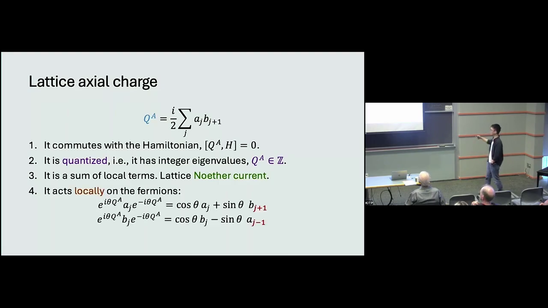Related to this fact, when you exponentiate this QA charge, you get a unitary operator, as Wigner would prefer, and it acts very nicely on the local fermions of your lattice model. It acts on A and B almost like an SO2 rotation, except that it shifts the fermions to their nearest neighbor. But still, one-side difference on the lattice in the thermodynamic limit is nothing, and this is really a locally acting U1 global symmetry.